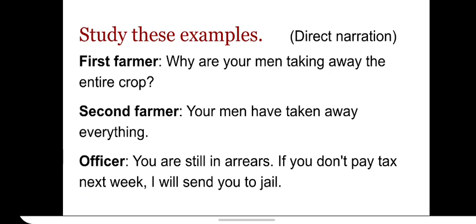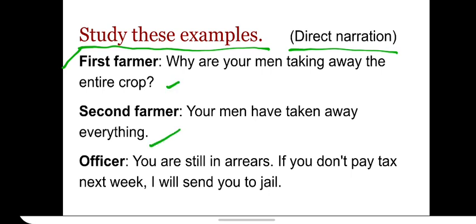Study these examples. These are all direct narration. First farmer: Why are your men taking away the entire crop? Second farmer: Your men have taken away everything. Officer: You are still in arrears. If you don't pay tax next week, I'll send you to jail. Arrears means when you are in debt.